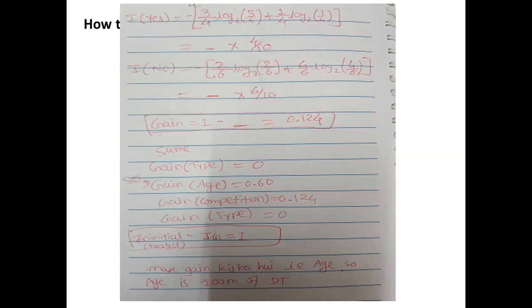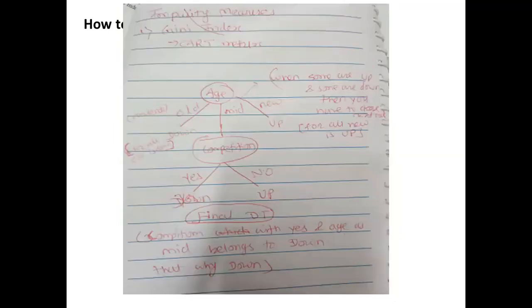So which attribute has the highest gain? That is age, that is 0.60. So age we are considering as the root attribute for our decision tree. Now it is divided into three because there are three possible outcomes that we have considered: old, mid, and new. Now here if we see, for old we have shown down, for new we have shown up, but for mid we have included the new node.